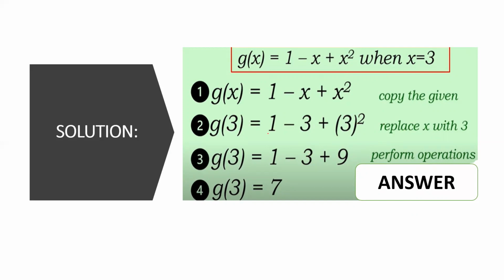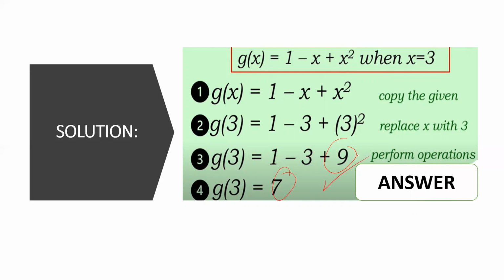That would become g of 3 is equal to 1, bring down negative 3 plus 3 squared. That means 3 times 3, and that will give us 9. Then we have to simplify the expression. We have 1 minus 3, that is negative 2, plus 9. That would give us positive 7. And this is the answer.